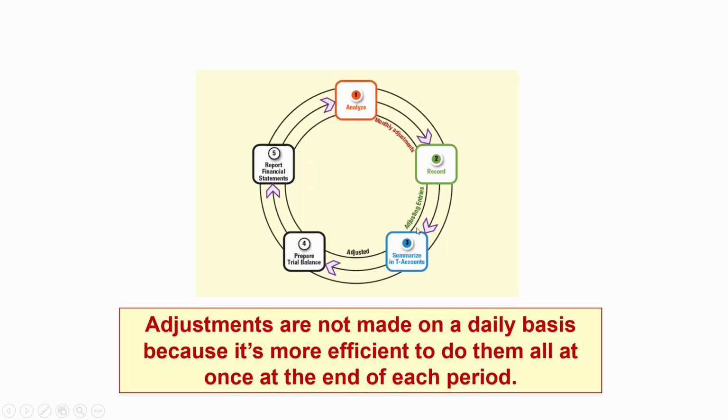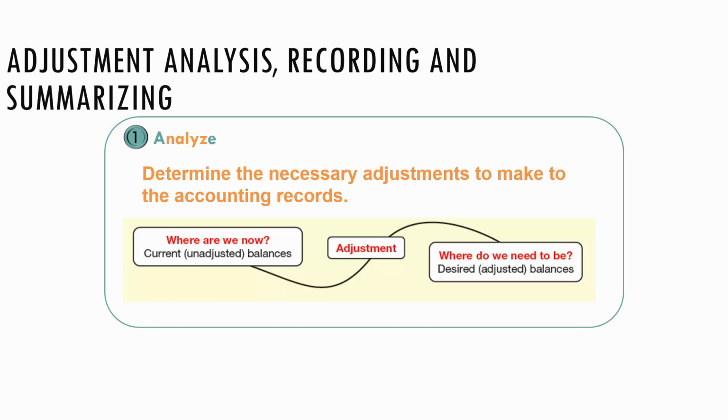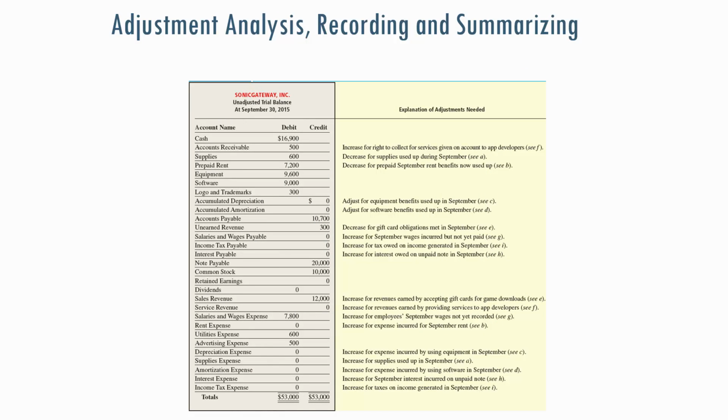So you're going around the inner ring here, but the important point we're trying to make is it's not made daily. It's only at the end of the month or at the end of the time, right before we do the financials, that we go in and look at these things. So first we need to analyze, and we need to determine where the balance should be and where we are now, and what we need to do to get it to the proper balance. So you would go through the accounts and ask yourself, is this the right balance? What do we need to have in here?